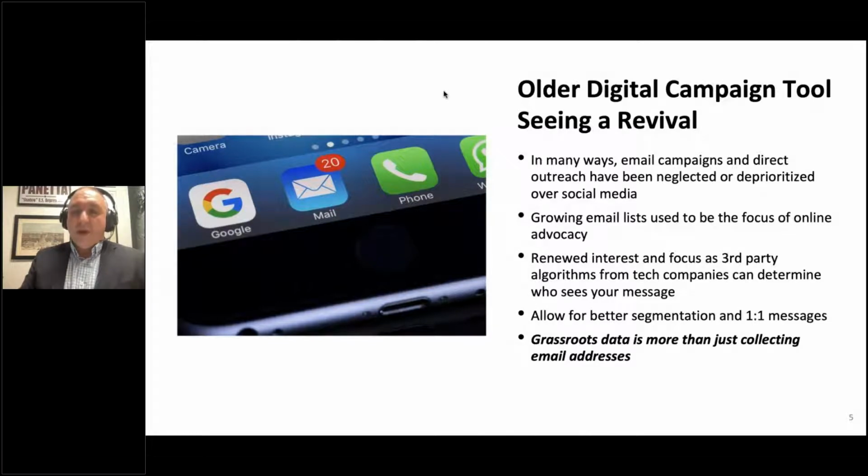So getting better grassroots data allows for better segmentation of messaging and allows for better emails to land in the inbox. So I like to remind people that when we talk about grassroots data, it's more than just harvesting email addresses. That's just the start. That just gets you hopefully even in the inbox. We need to have richer and deeper profiles, and that's what we're going to talk about.